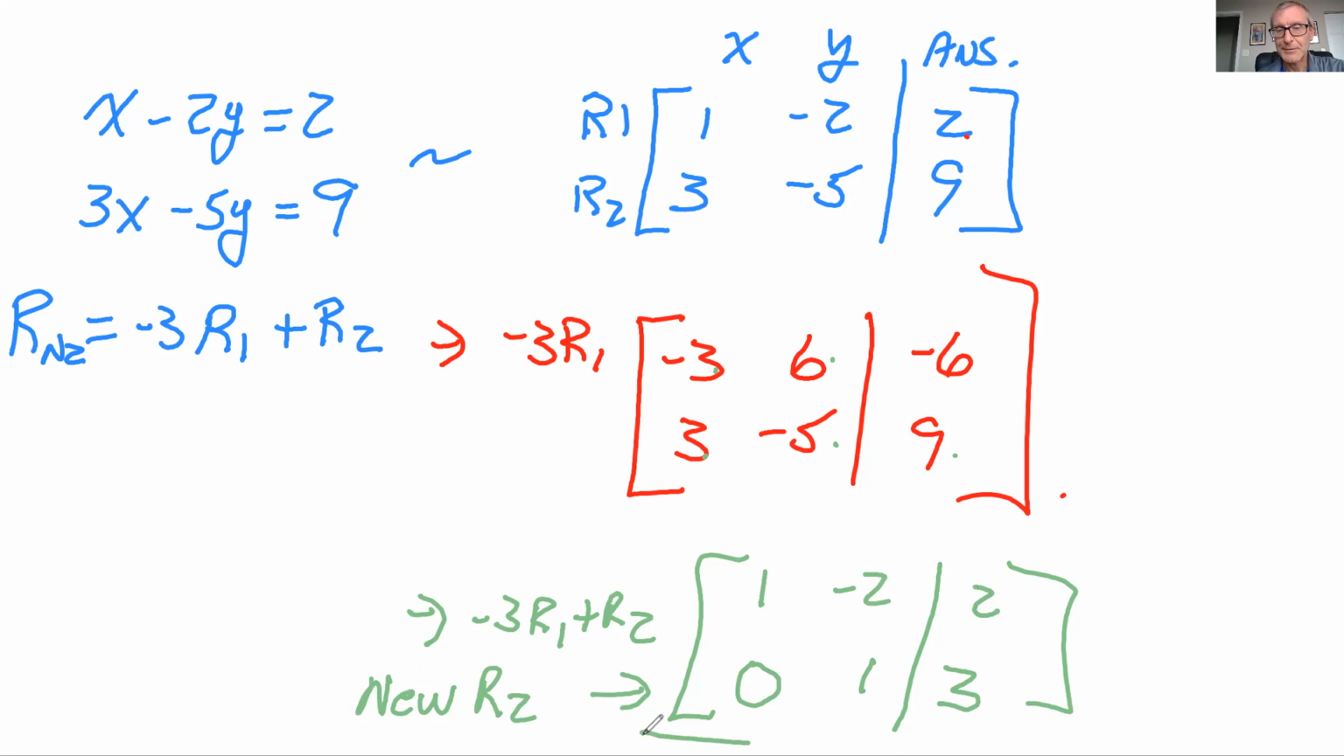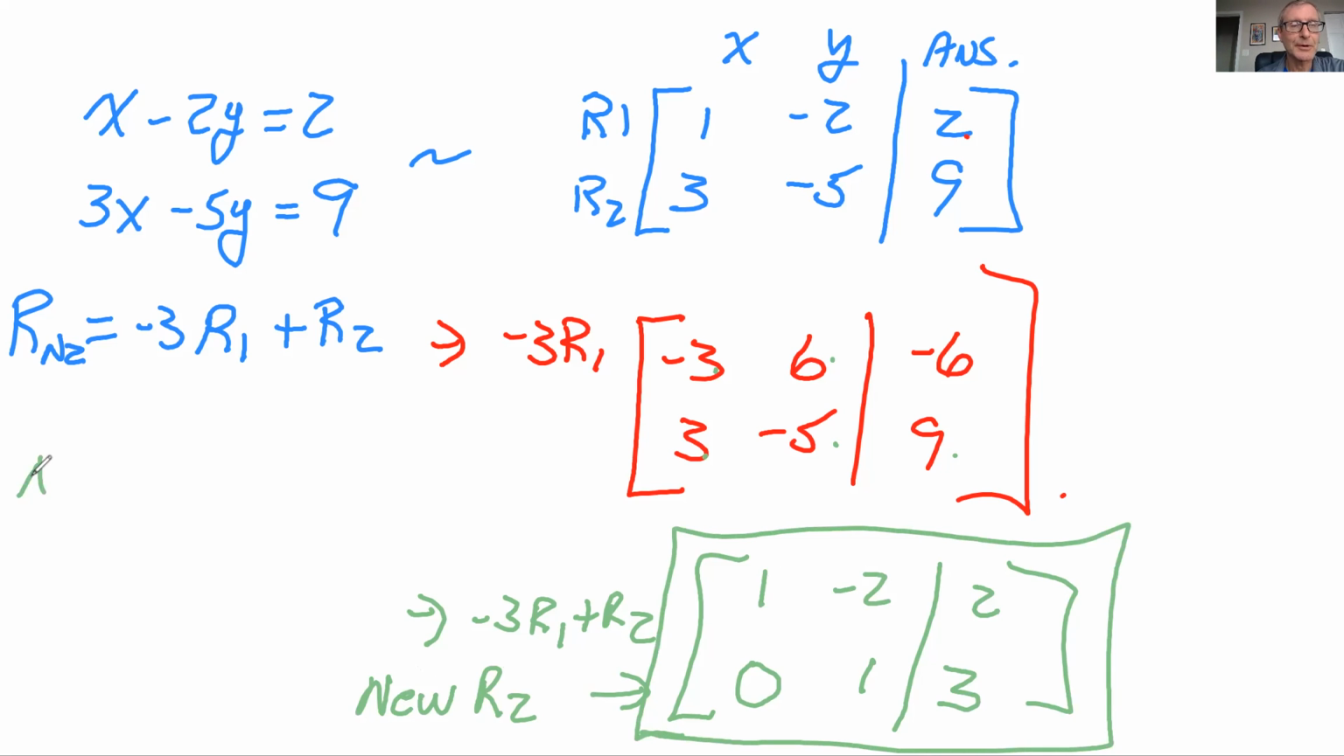Now look at this matrix. What does it tell you? What does the new R2 give us? The new R2 gives us 0x plus y equals 3. So you see we have y equals 3. So how do we get the x? Again, we do the back substitution.